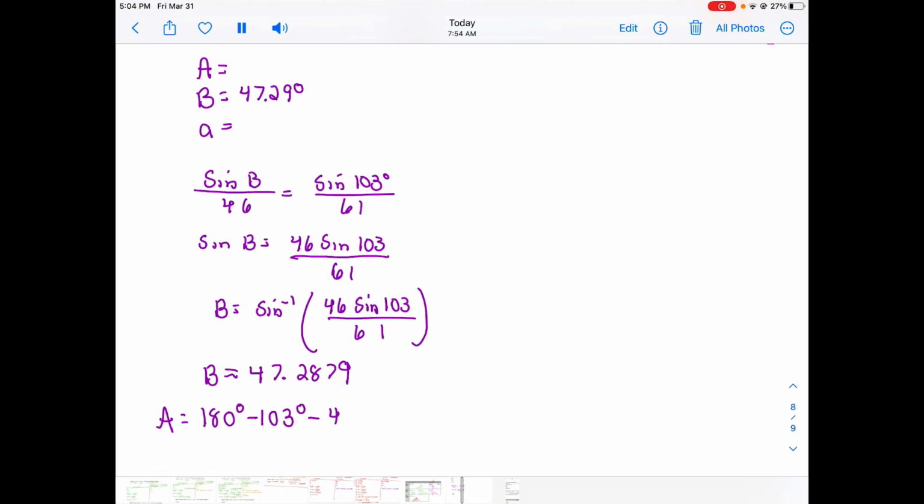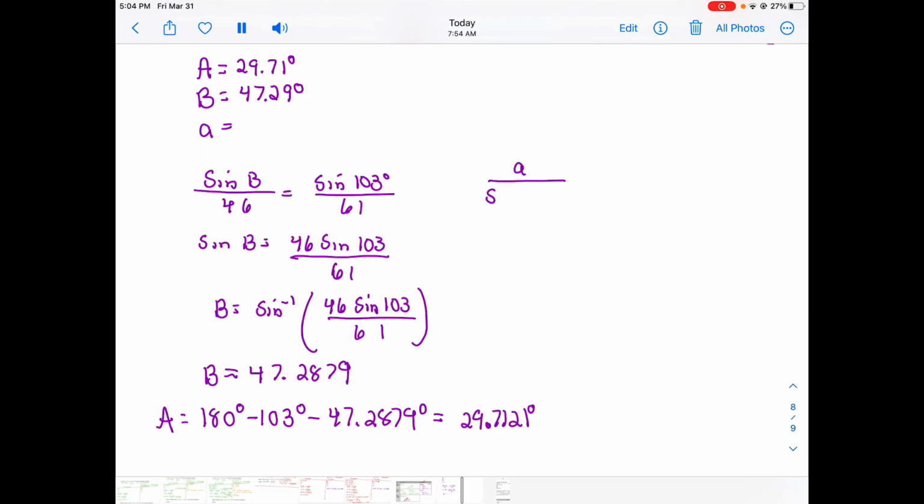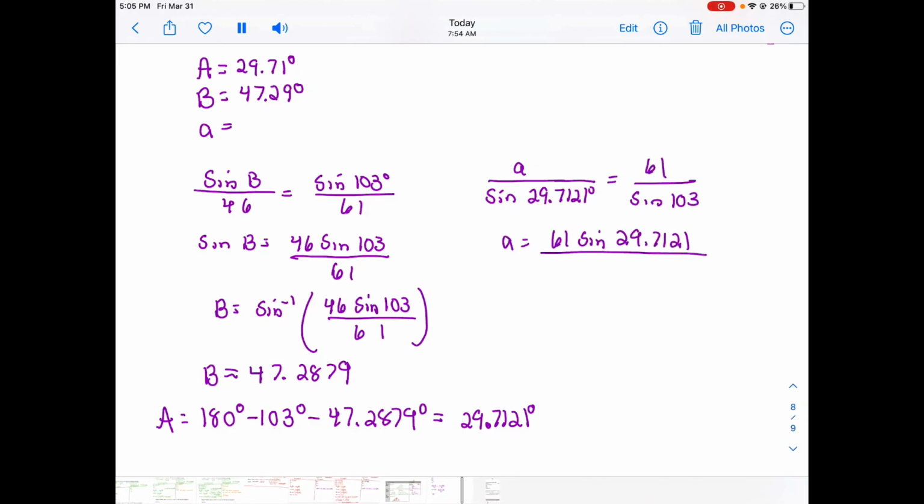So I found my angle B to be 74.29. Now I'm finding my angle A by subtracting the two known angles from 180, and my angle A is 29.71. Now notice I am using 4 decimal places because I need to use this angle A in my next law of sines setup to find my side A. And as you can see, I can solve this equation, and I end up with my missing side being 31.03.